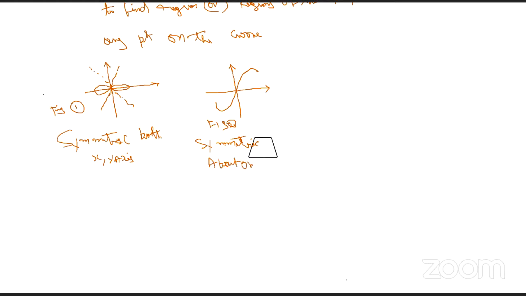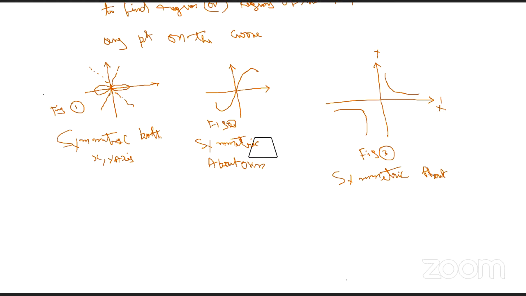Next, x, y. These are nothing but asymptotes. That is symmetric about the line y equal to x.